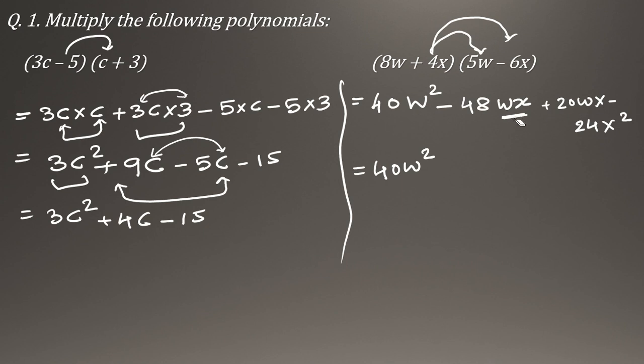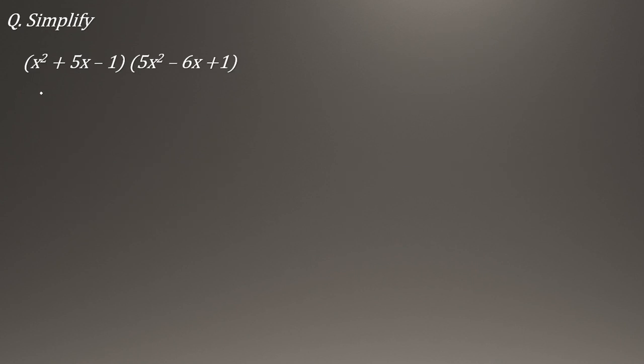We have the same variable, so just calculate. So minus 48 plus 20 will be minus 28. Please check the calculation, okay? And wx, and minus 24x square as it is. Okay, like this you can finish this question. Now what can we have next? This is simplify. Now same type of question with more terms.